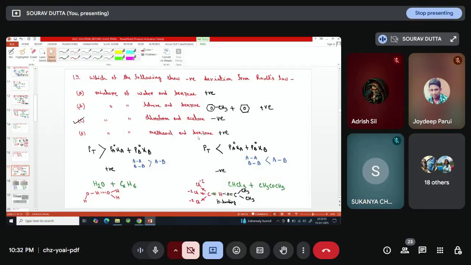Similarly, if your experimentally found total vapor pressure over the solution is less than your calculated total vapor pressure from Raoult's law, then it will show negative deviation from Raoult's law. In this case, AA interaction and BB interaction are less than AB interaction. That means after mixing, interaction will be higher.